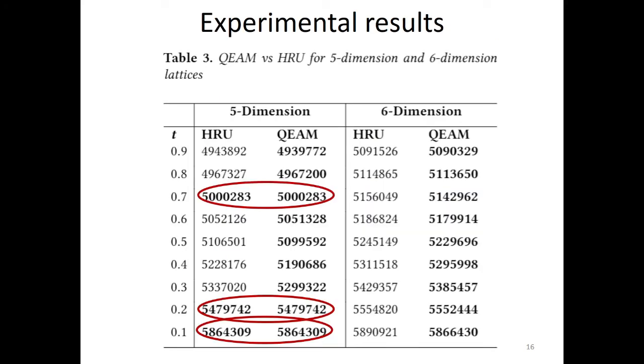In order to test the performance of the proposed QEAM algorithm, we chose to compare it to the greedy HRU of Harinarayan. For the 5-dimensional lattice, QEAM finds better solutions for all thresholds except 70, 20, and 10%, in which HRU and QEAM find the same solution. As for the 6-dimensional lattice, QEAM outperforms HRU, and that is for all thresholds with no exception.